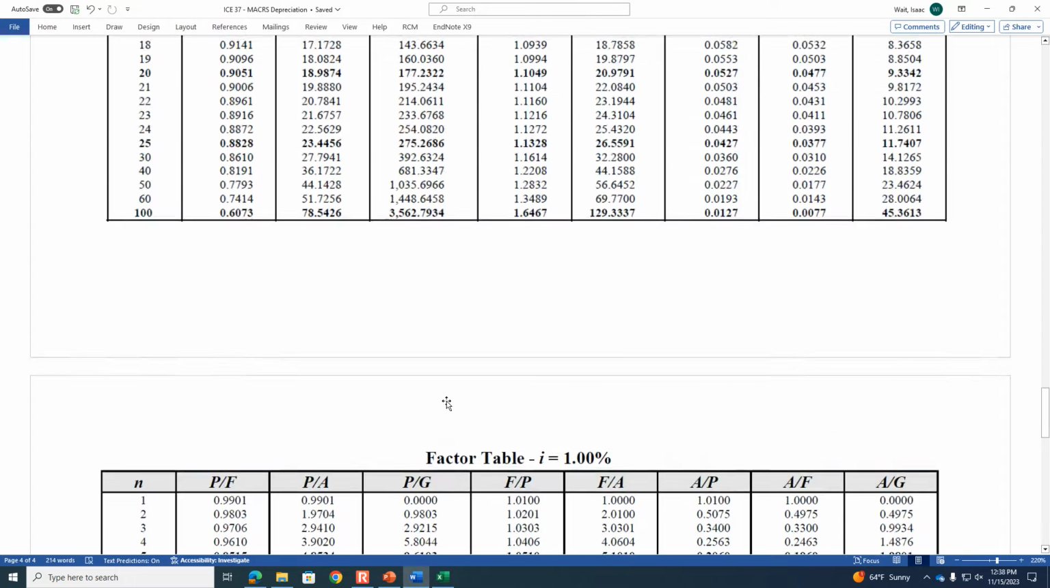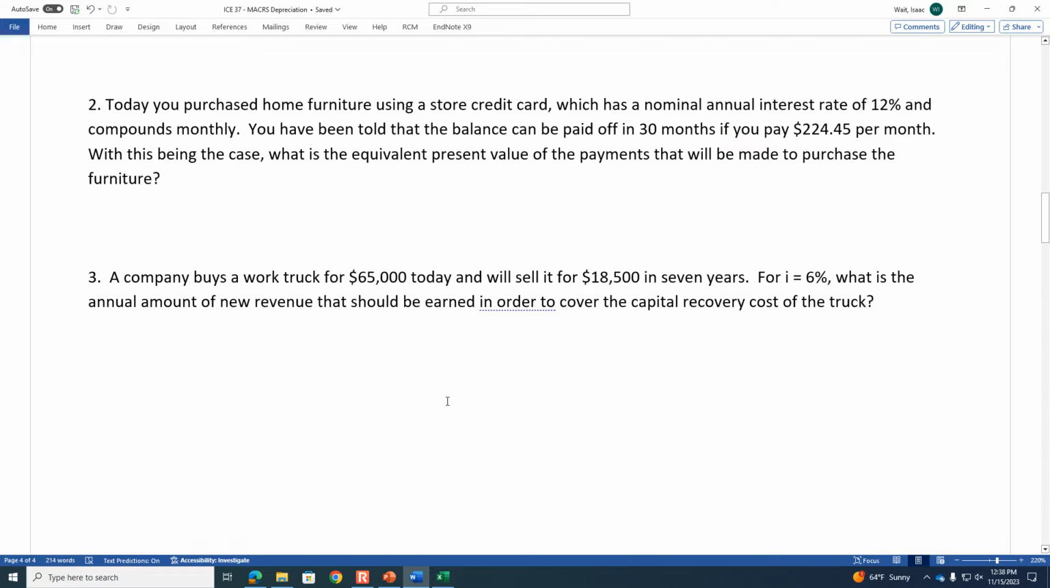Okay, the last question is maybe the trickiest because it's invoking this phrase capital recovery, which has two parts. And then beyond the two parts, you have to look at whether it's asking what is the capital recovery or whether it's asking what is the amount of new revenue that should be earned in order to cover the capital recovery, because those are equal but opposite quantities.